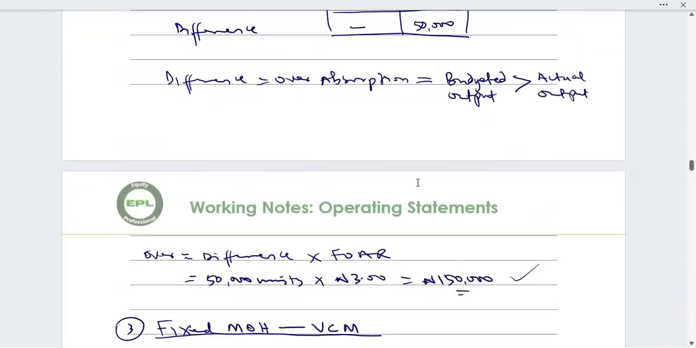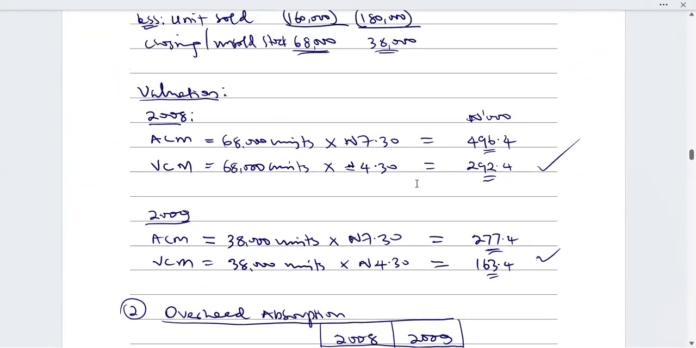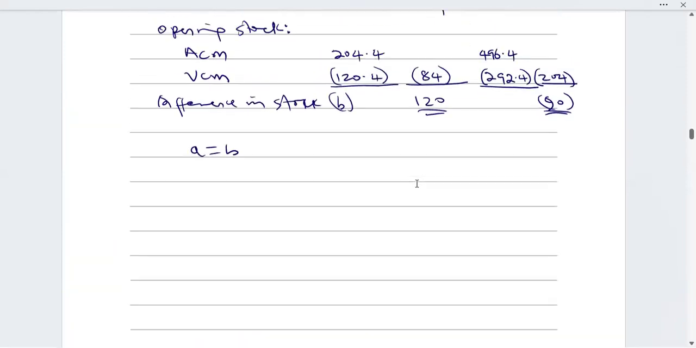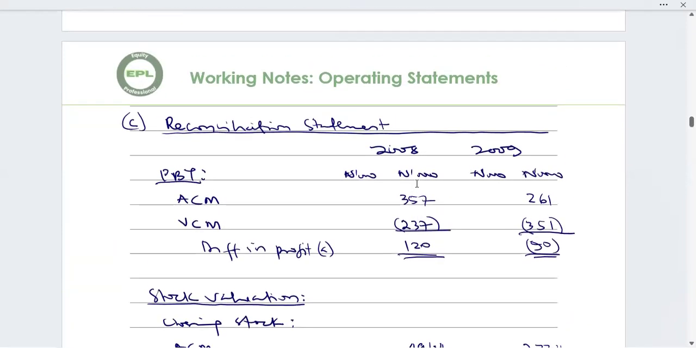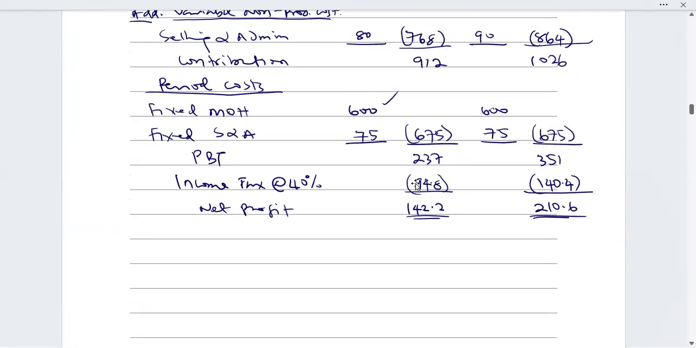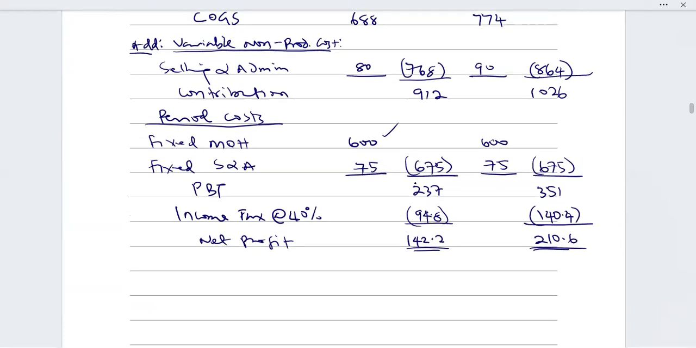Okay then. So let's go back. Let me go and indicate that in the solution. Working number 3. So here is working number 3, so that you know how we derive the 600,000.